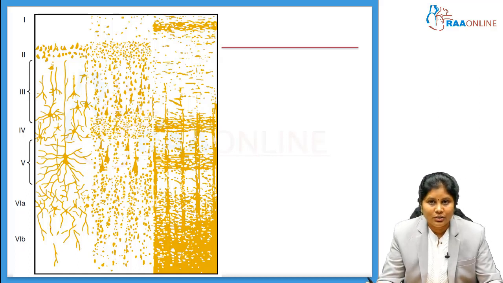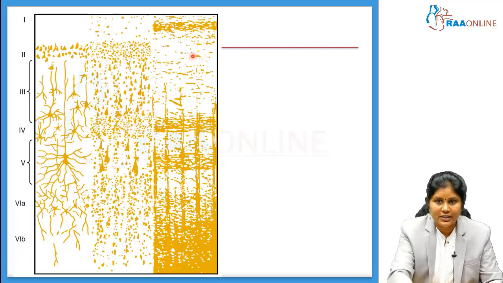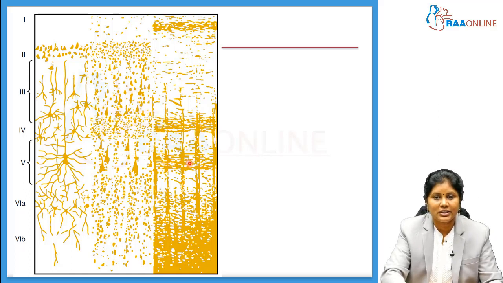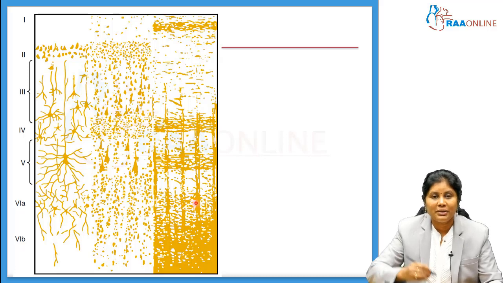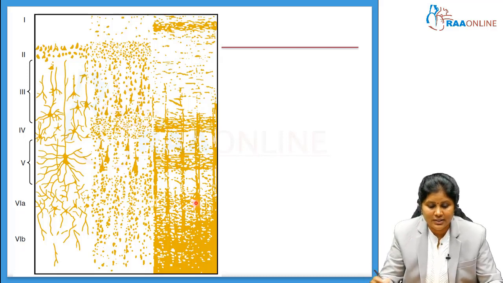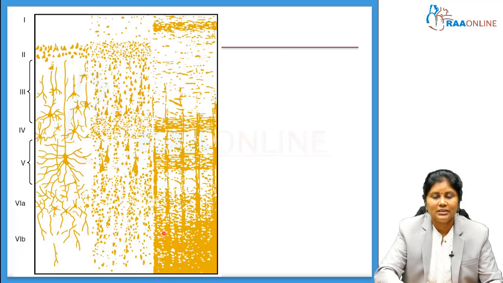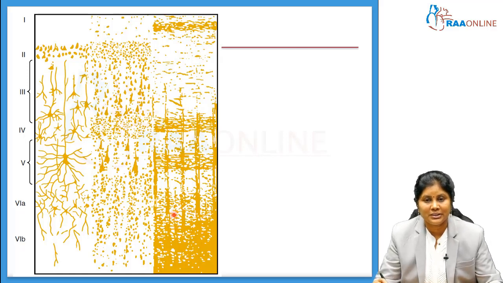In this part, you can see the horizontal connections between the cells. These horizontal lines represent the connections between cells of the same layer. Whereas the vertical lines represent the connections between the different layers of the cerebral cortex. You can see the maximum connection is present in layer 6. The fibers are descending, and in layer 6 the maximum number of fibers is present.